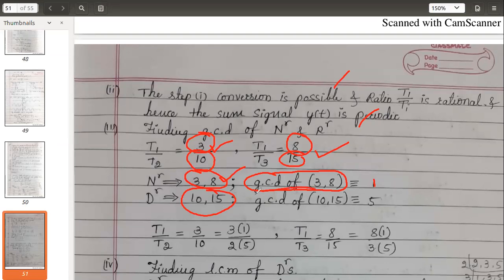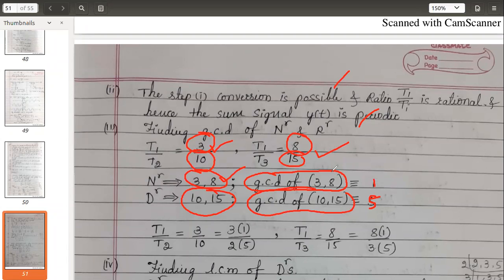GCD of 10 and 15. You can't divide. See 10 and 15, I think the common divisor is 5. 5 twos are 10, 5 threes are 15. So the greatest common divisor is 5. So 1 and 5. You should know how to find the GCD.